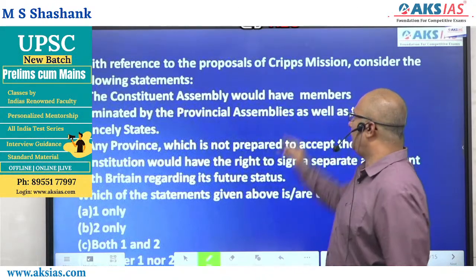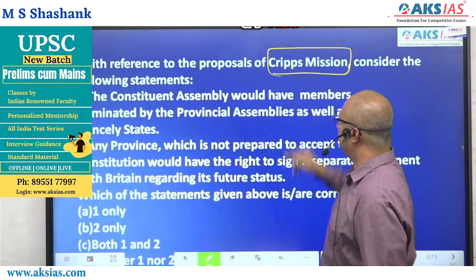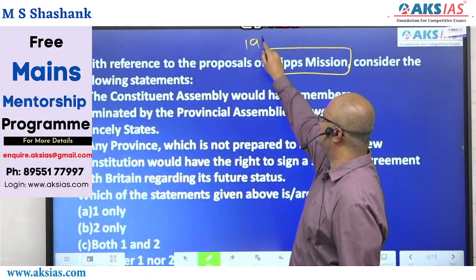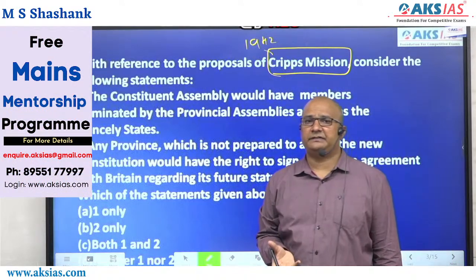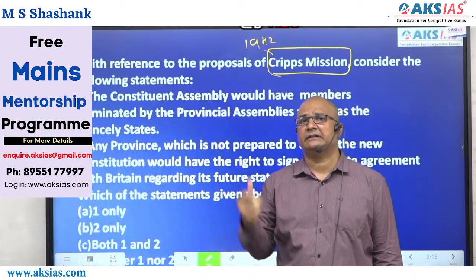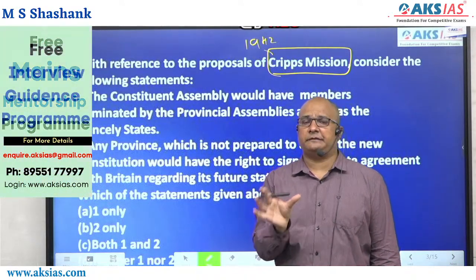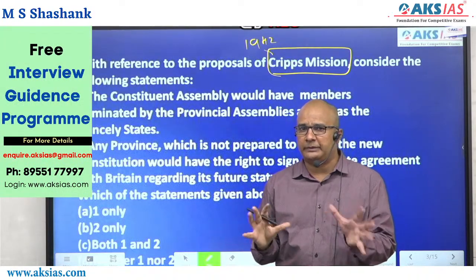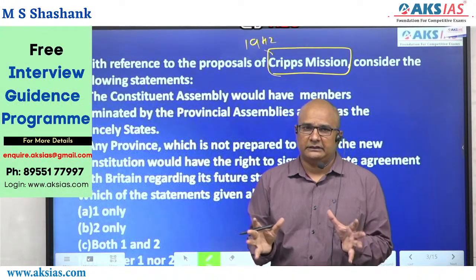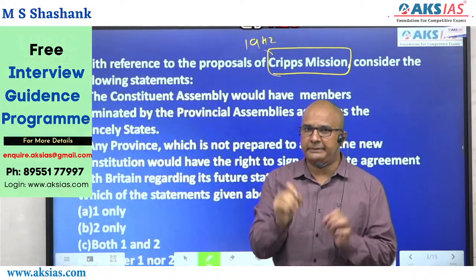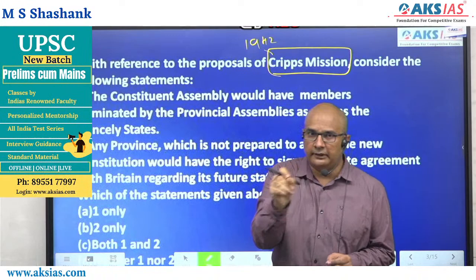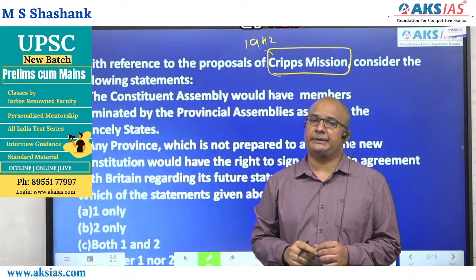Again, another question from modern India, Cripps Mission coming from 1942. Any student who has taken his or her preparation seriously knows that the 1940s of modern India is a period of too much turbulence. Too many events were happening, and one has to be very particular about the words. Each word should be given importance.